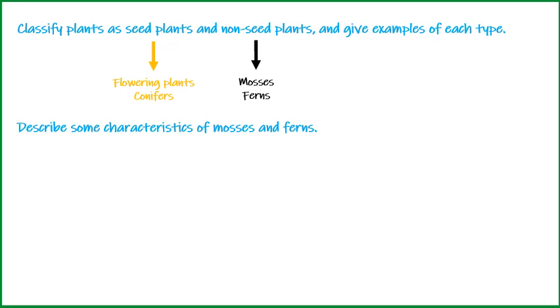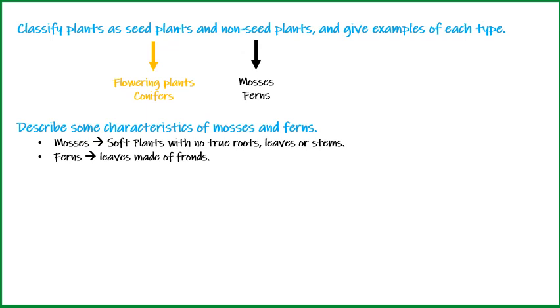What are some characteristics of mosses and ferns? Mosses, as we said, are soft plants, no true roots, no true leaves, no true stems. Ferns, they have fronds, and on the back side of the frond, they grow spores. Both mosses and ferns reproduce by making tiny organisms called spores.